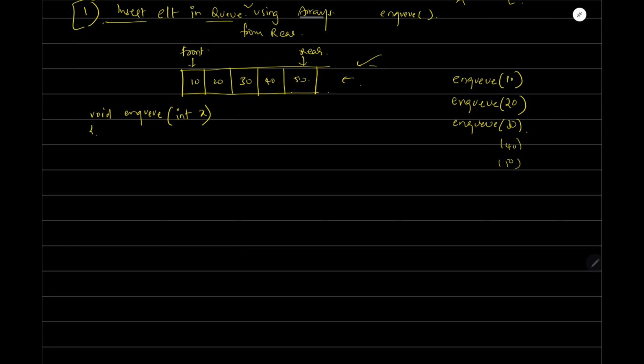Whenever we want to insert an element into the queue, it is from the rear. First, consider the situation where there are no elements in the queue, that is, if the queue is empty. How can we know if the queue is empty? If rear is equal to -1 and front is also -1, it means there are no elements in the queue. Whenever there are no elements, we initialize front and rear to -1. In this case we need to print that there are no elements.